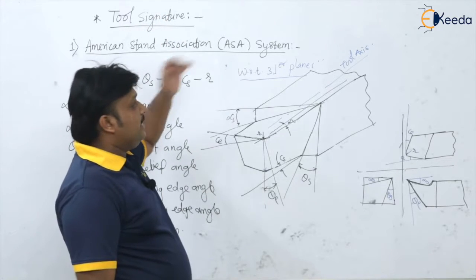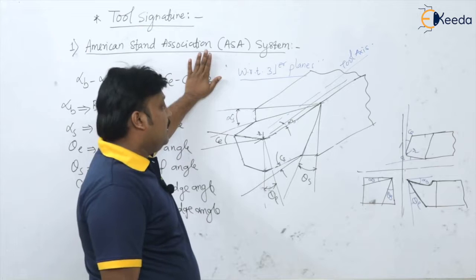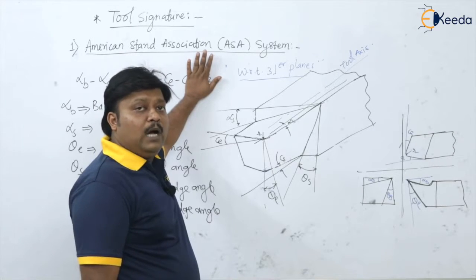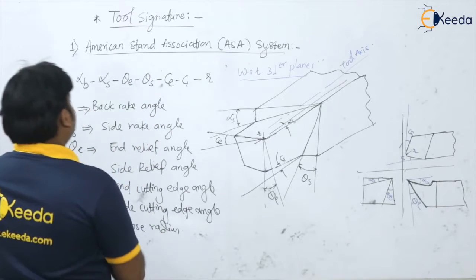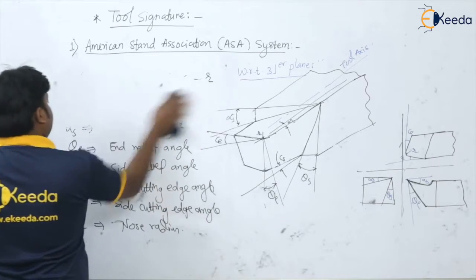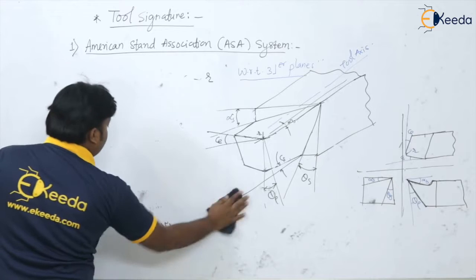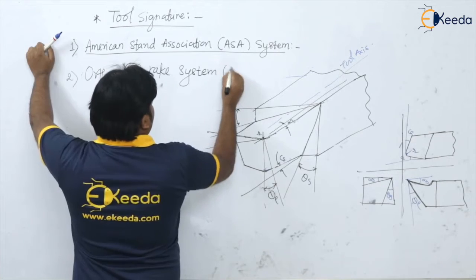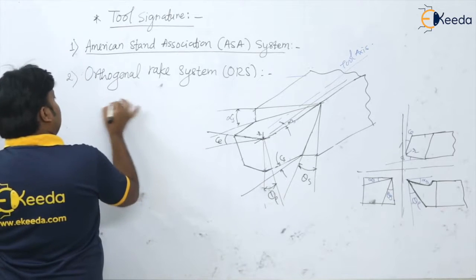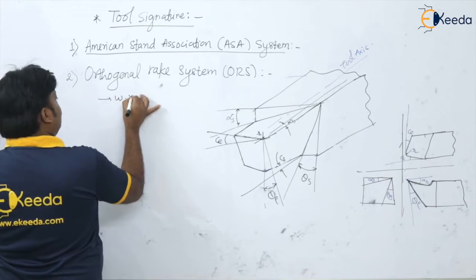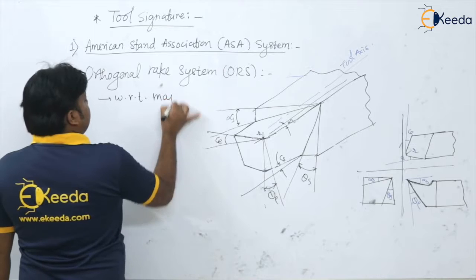tool signature or next tool designation system, that is the ORS. The next is ORS, that is orthogonal rake system, that is ORS. So in ORS, what? The angles are measured with respect to the major cutting edge.